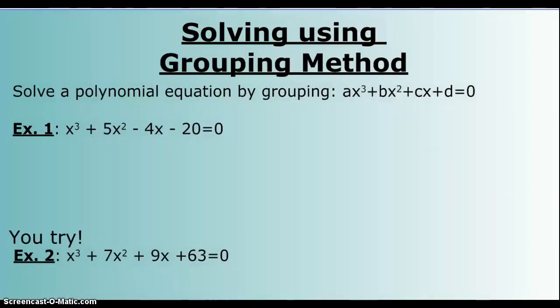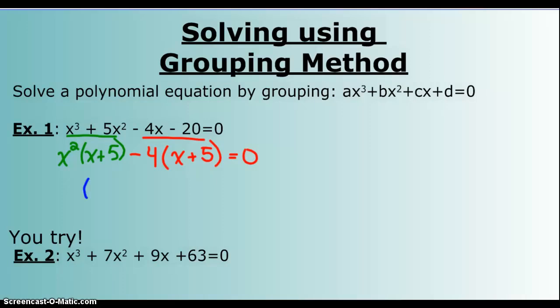So the first thing you're going to do with grouping is make sure that you have it all on one side, so it's set equal to 0. Then I'm going to put a little line under the first two terms and under the third and fourth terms. With the first two terms, I find a GCF of x squared, and that leaves me with x plus 5. And then in the second two, I can pull out a negative 4, and that leaves me with x plus 5 again.